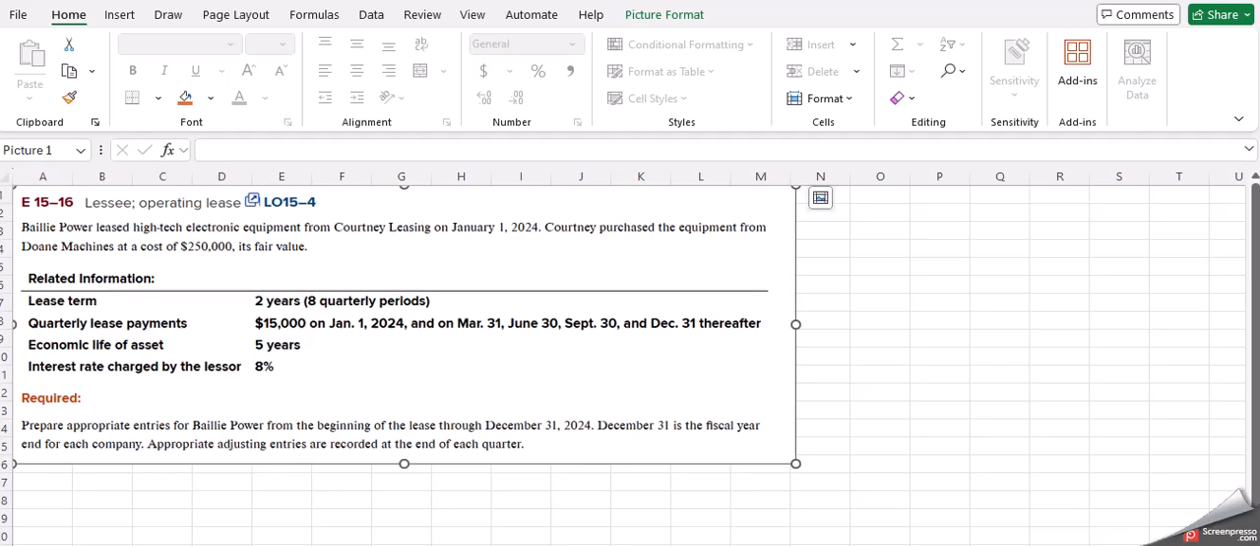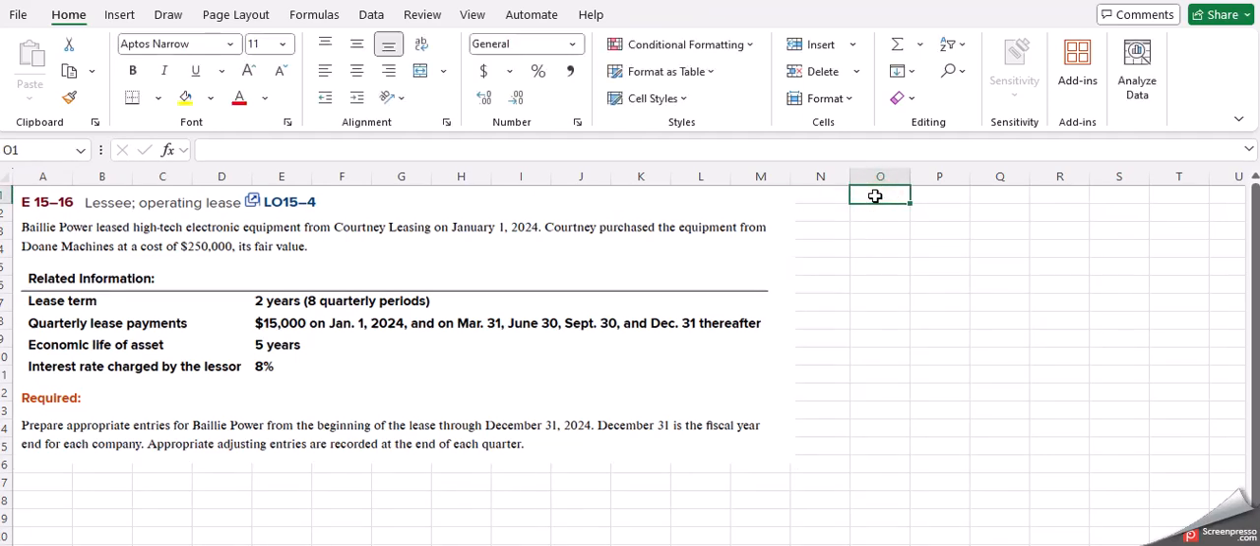So we have the company leased high-tech equipment from Courtney Leasing on January 1st. Courtney purchased the equipment from Doan Machines at a cost of $250,000, which is its fair value. So then the lease term is 2 years with 8 quarterly payments. The quarterly lease payments are $15,000. And then the economic life of the asset is 5 years and the interest rate is 8%.